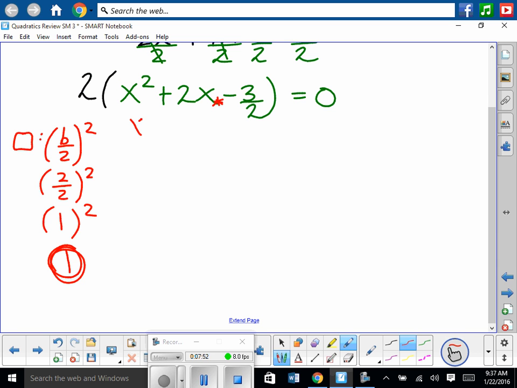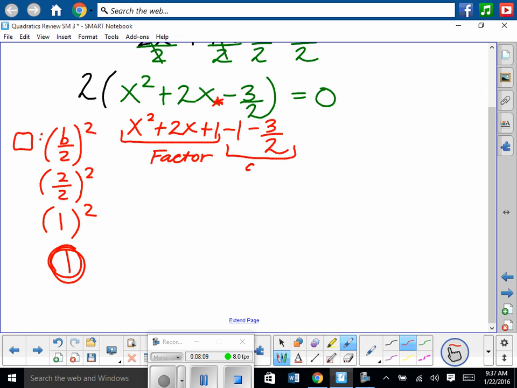So we have x squared plus 2x. We add our square, so add 1, subtract 1, and then we still have minus 3 halves. Then you group the first 3 terms and factor. Group the last 2 terms and add.